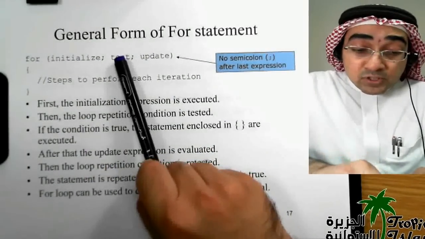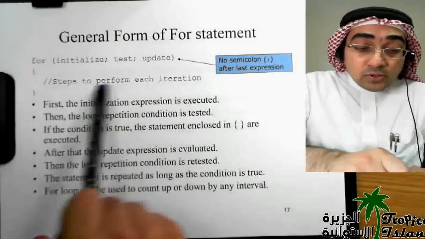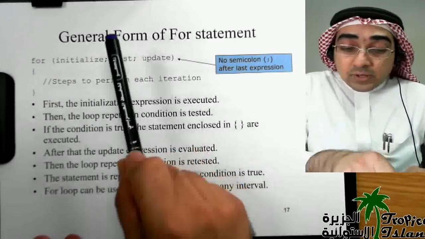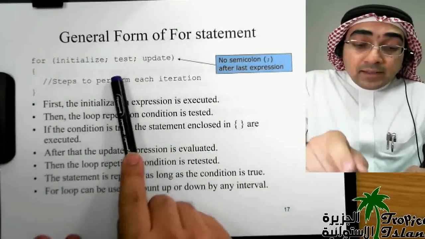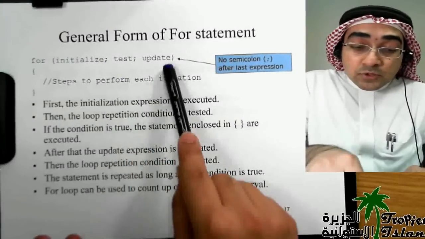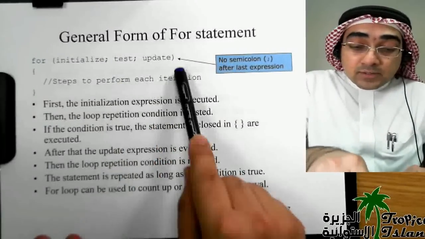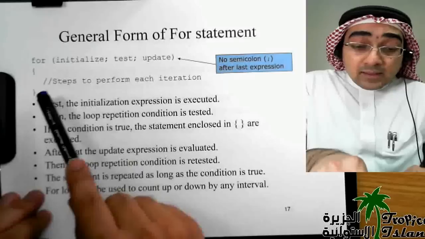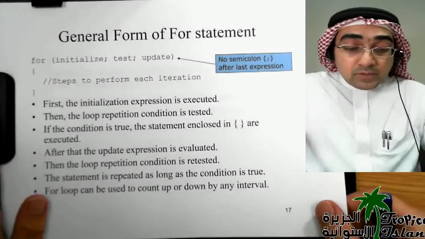If you initialize and the test passes, you're going to go inside the for loop, conduct the steps that you have, then do the update, then do a test. If the test passes, you go inside, do the update, do the test. If it's true, you go inside, you update, you test. Then if this test becomes false, you jump out of the for loop.